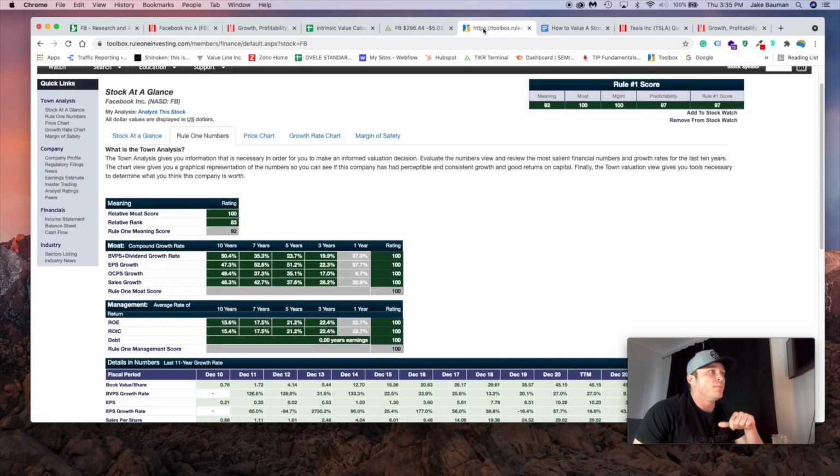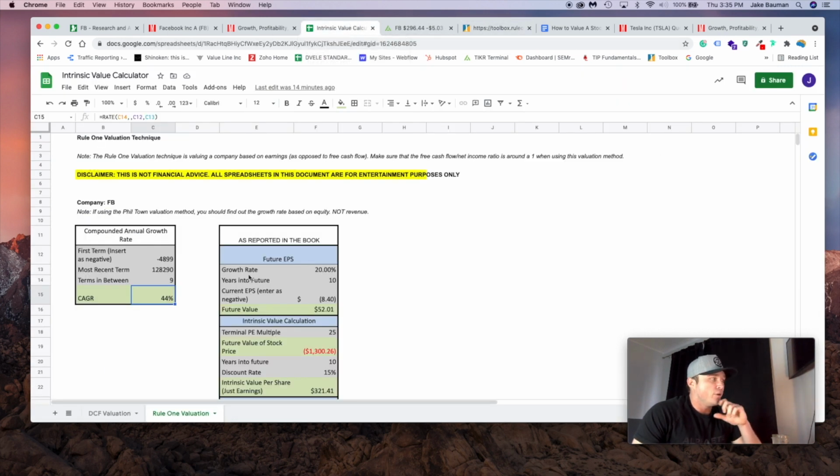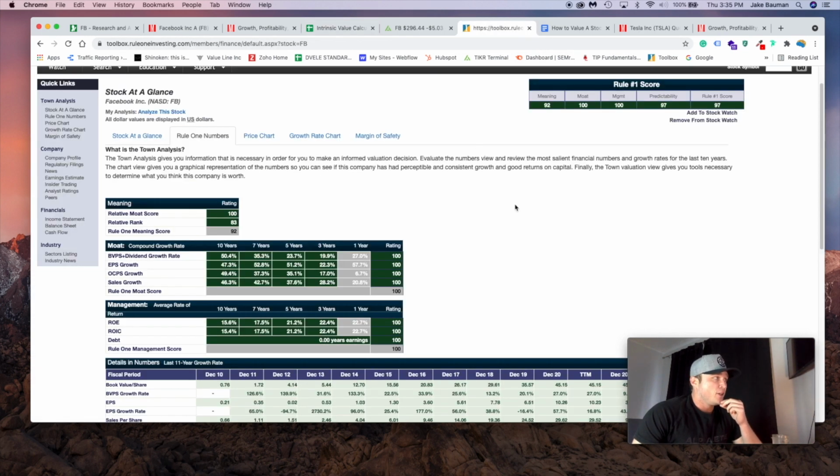So anyways, the first thing we actually need to know is a growth rate. And in the book by Phil Town, he says the most important growth rate is this book value plus dividend growth rate, or the equity growth rate. How well is management growing your ownership as a shareholder? And he recommends using the 10-year number, so it's going to be this number right here. We're not going to use that number. That is very high, and you can see that it's been going down, right?